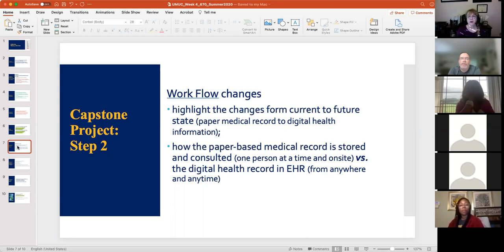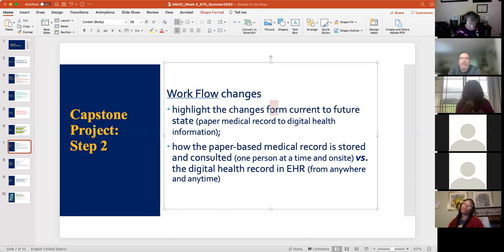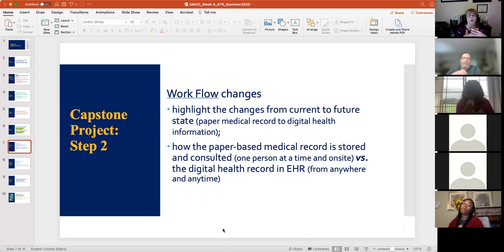Highlight changes from, that should say from, not form, current to future state. So in other words, you want to spell out what's actually changing with regard to who has to do what.